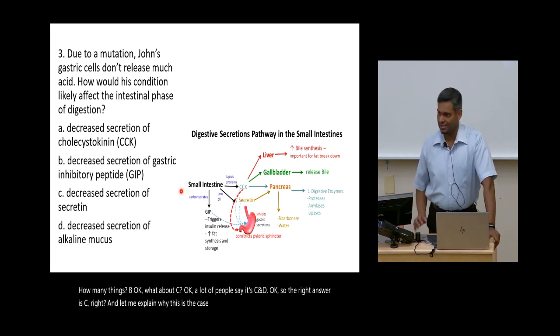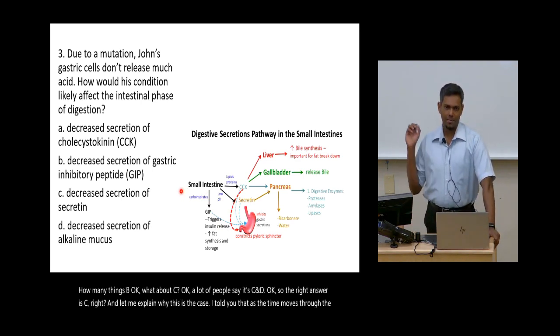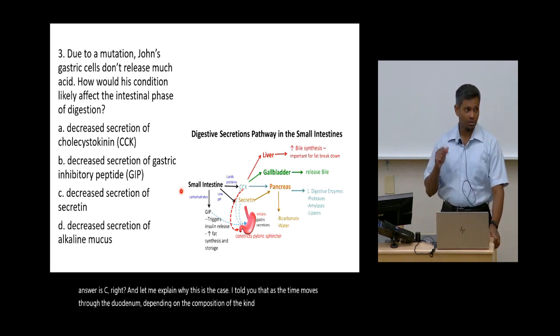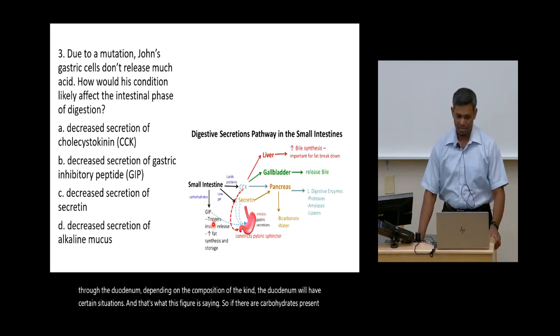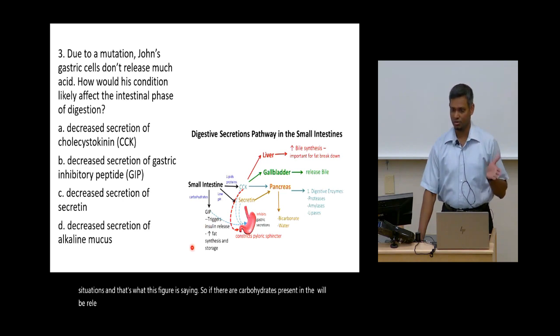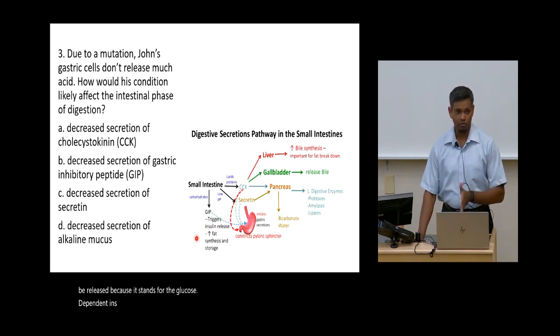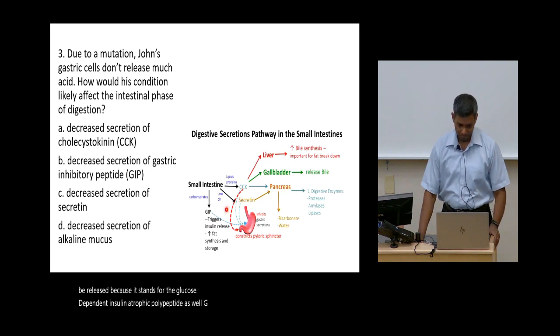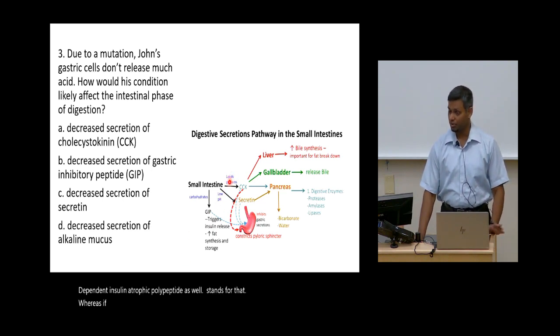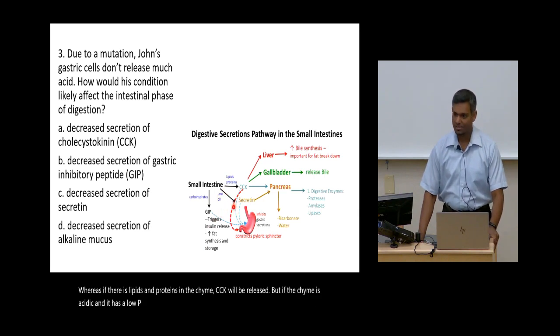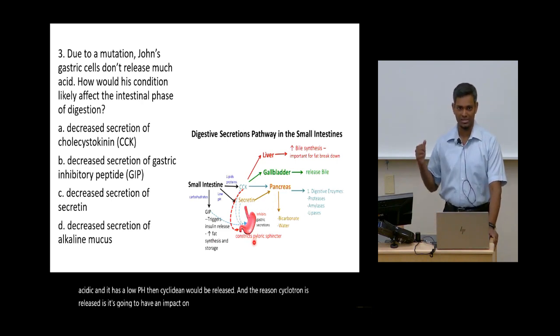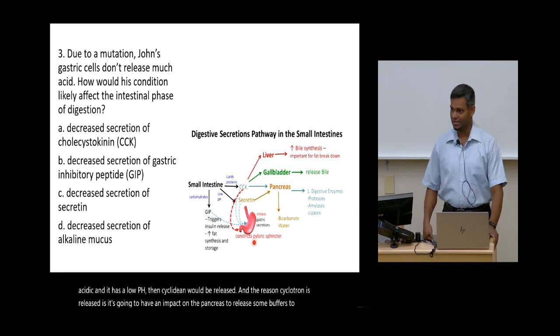I told you that as the chyme moves through the duodenum, depending on the composition of the chyme, the duodenum will have certain secretions, and that's what this figure is saying. So if there are carbohydrates present in the chyme, GIP will be released, because it stands for glucose dependent insulinotropic polypeptide. Whereas if there are lipids and proteins in the chyme, CCK will be released. But if the chyme is acidic and has a low pH, then secretin would be released. And the reason secretin is released is it's going to have an impact on the pancreas to release some buffers to neutralize the acidic chyme, right?